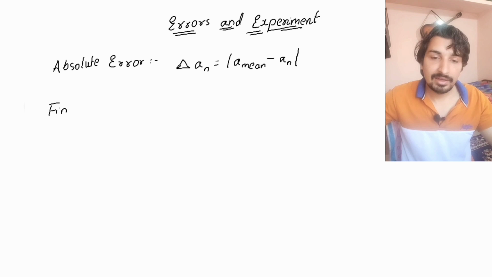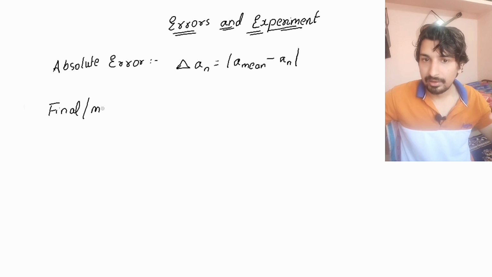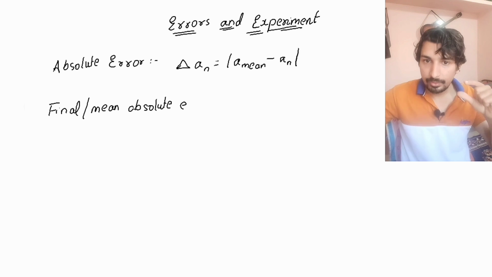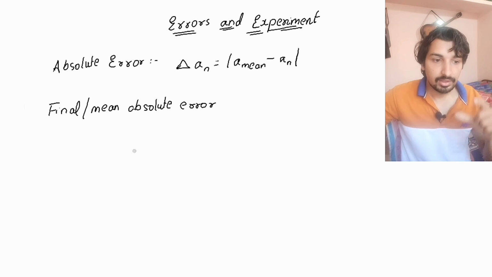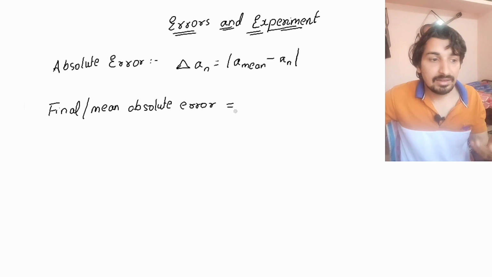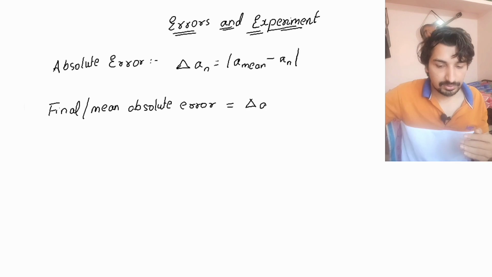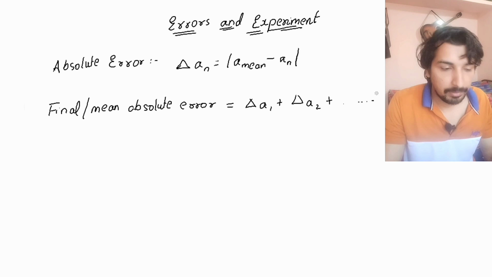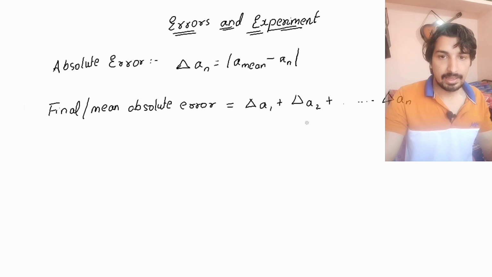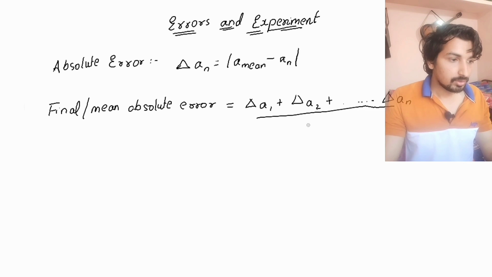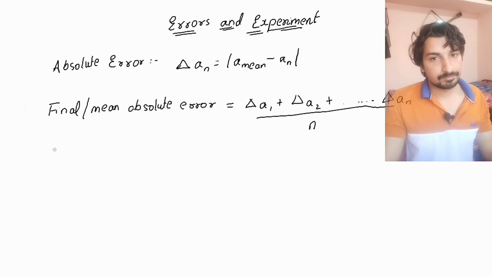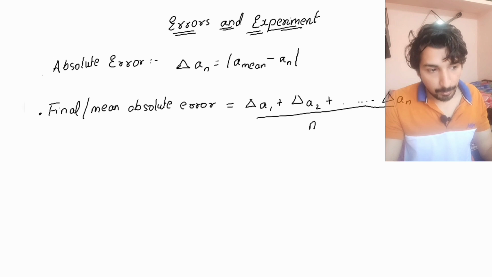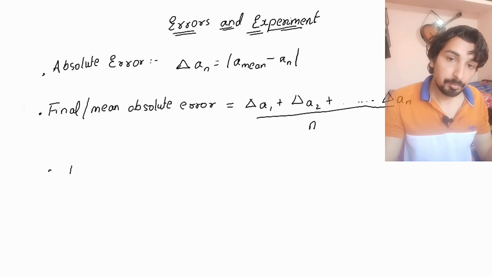And how do you find the final or mean absolute error? All the errors we will add now. So you got different errors, right? Error in the first quantity, second quantity, third quantity after taking the average. So all the errors we will add, then divide by the number of terms you were taking. So delta a1 plus delta a2 plus delta a3, and so on, divided by n. That's called the final or mean absolute error.